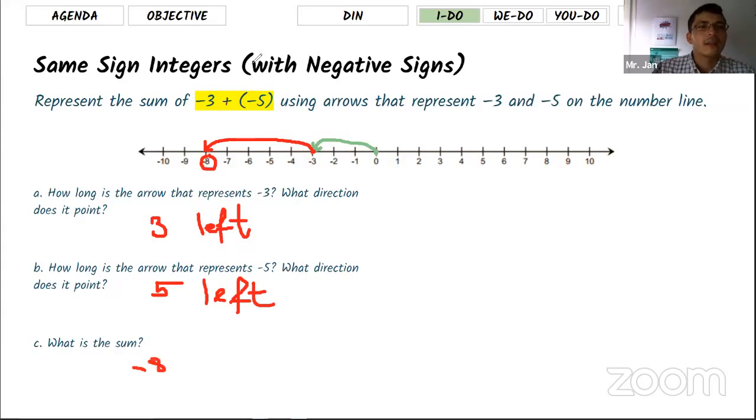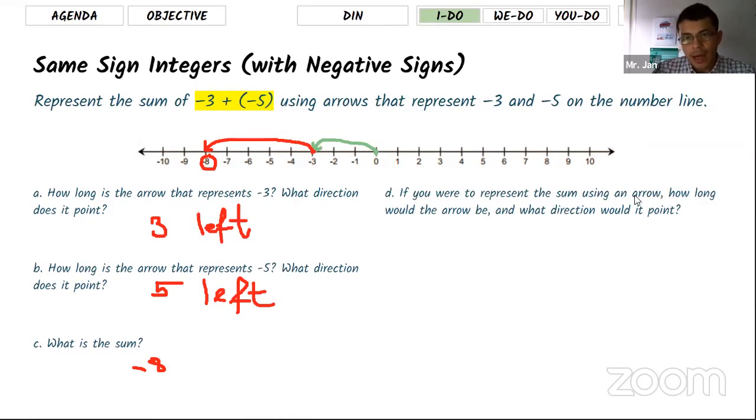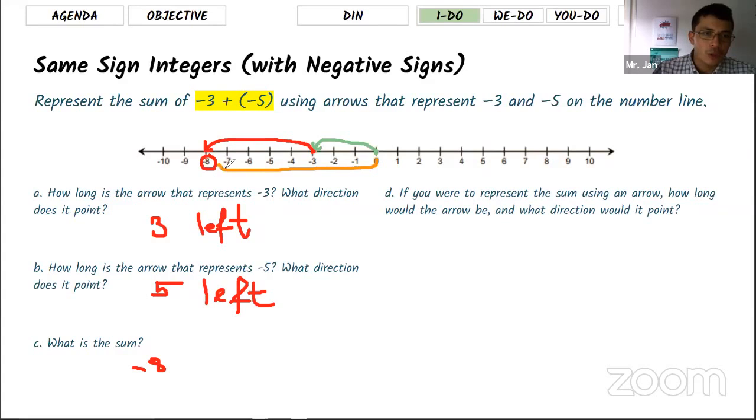And next, if you were to represent the sum using an arrow, how long would that arrow be? It's the same thing as we did in the other example. Yes, you can represent the sum with a single arrow. Starting at 0, let me write this time in orange. Your final destination is -8. So how long would that be? It will be 8 blocks, but this time to the left.